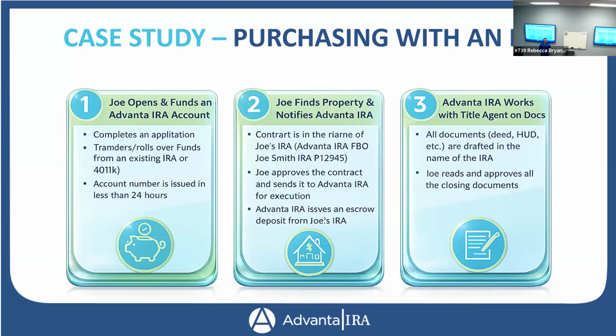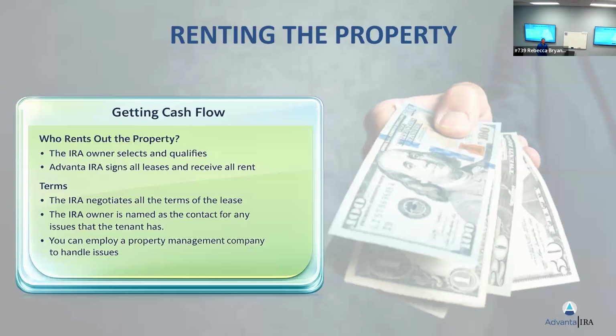At the end of the day, all documents and the deed are drafted in the name of the self-directed IRA. So Joe reads and approves all the closing documents, and then that transaction is completed. So that's an example of what that looks like in a little bit more detail. Another example would be renting the property, so getting that cash flow back into the self-directed IRA.